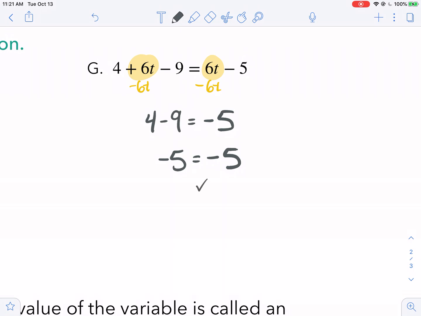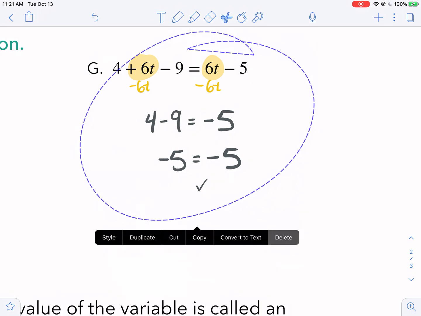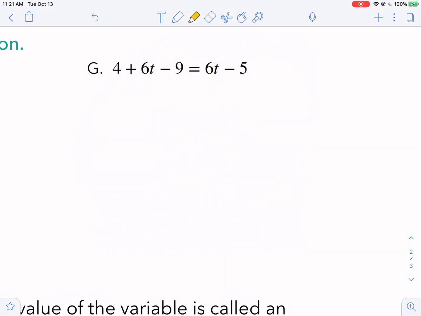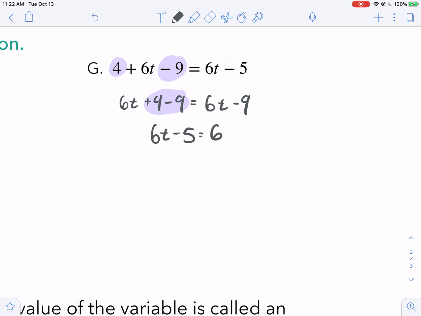This is always true. We must have done something wrong. Let's do it again. This time instead, we're going to combine all the numbers first. So we have 4 minus 9. Well, let's rearrange them. So we get 6t plus 4 minus 9 equals 6t minus 5. And then 4 minus 9 is negative 5.